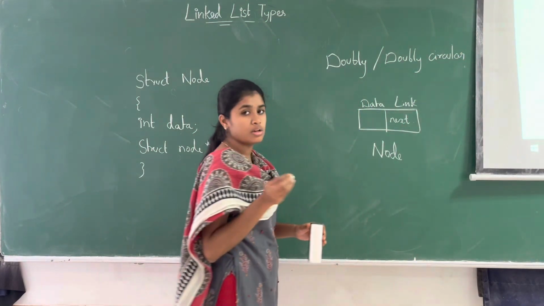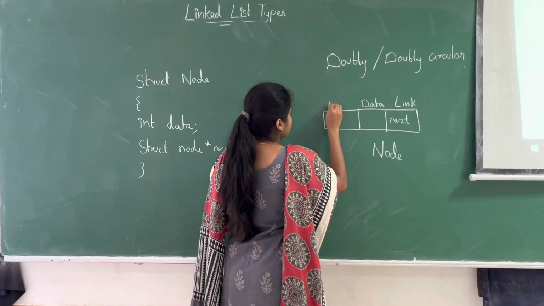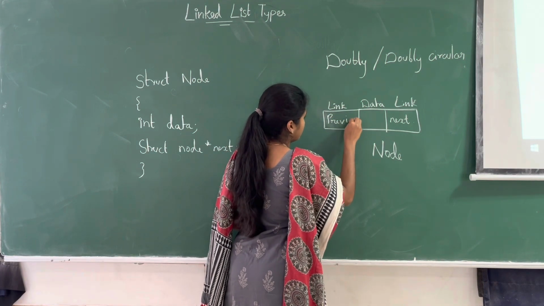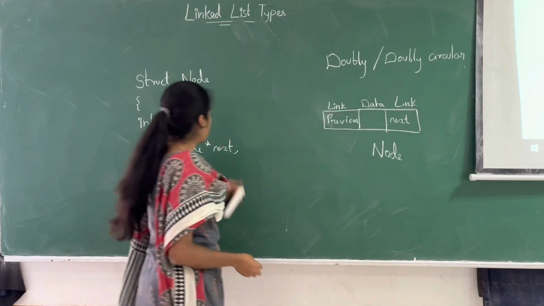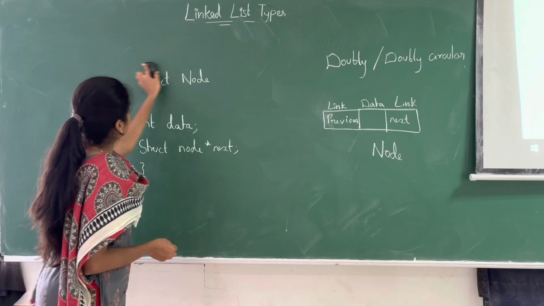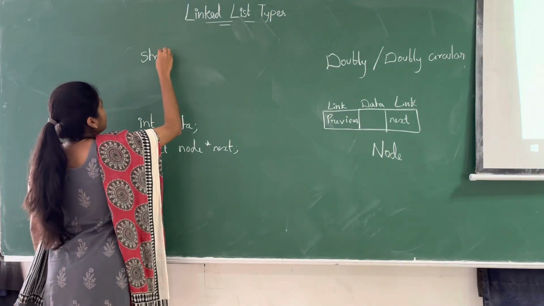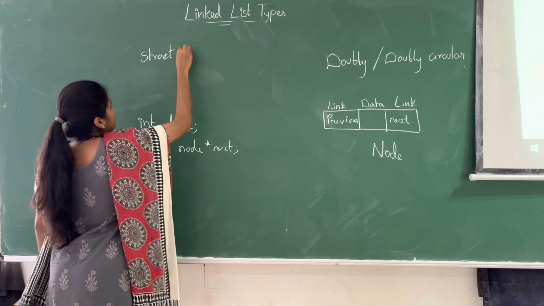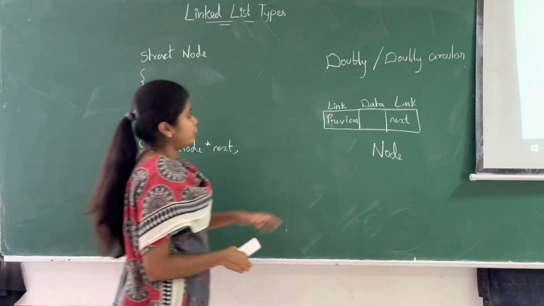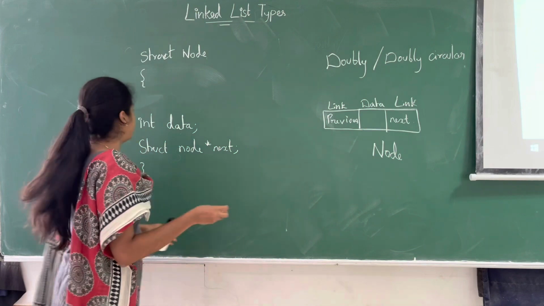In doubly and doubly circular linked list, a node takes 3 parts. This is also a link part which takes the address of the previous node. Only a mild change should take place, that is, struct node open. Before the data part, there is a link part which contains the address of the previous node.